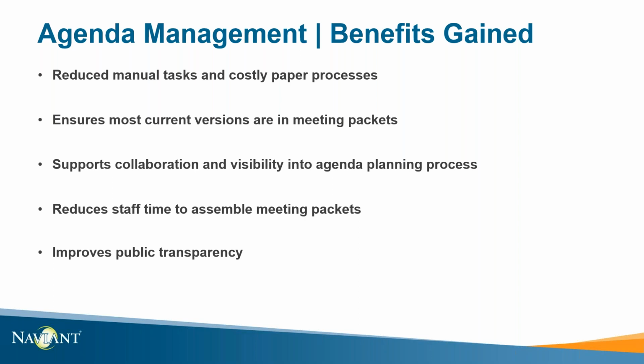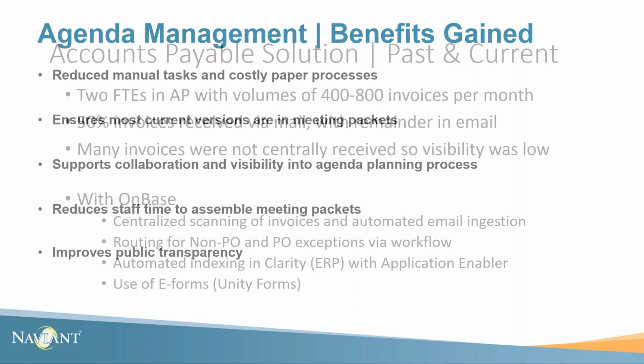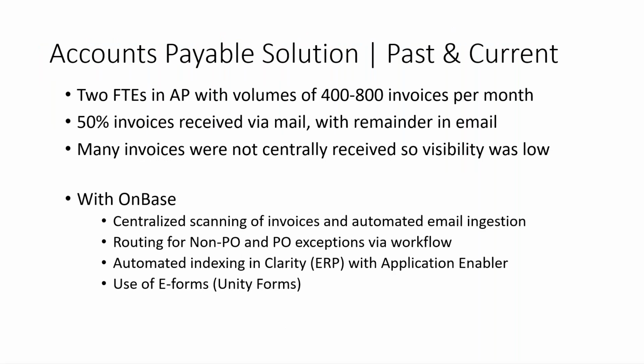Next slide. So there we go. A little bit about non-agenda items that we have. When we converted with OnBase, we pushed heavily to make sure that our AP solution came along with it. We have 2 full-time employees who work with roughly 400 to 800 invoices a month. Those invoices come in multiple ways. They're automatically uploaded into OnBase, and we have an integration with our accounting software called Consolidate.